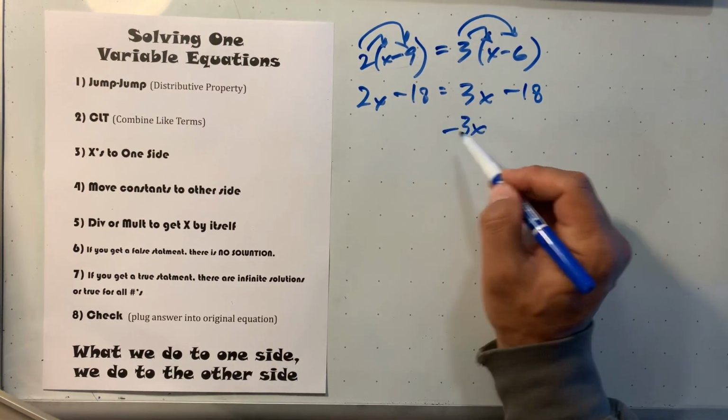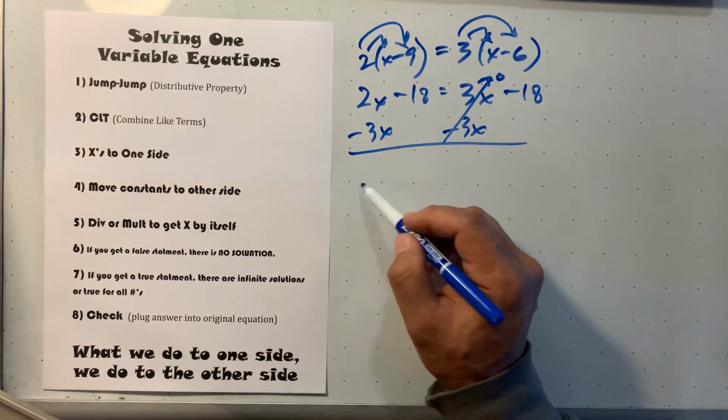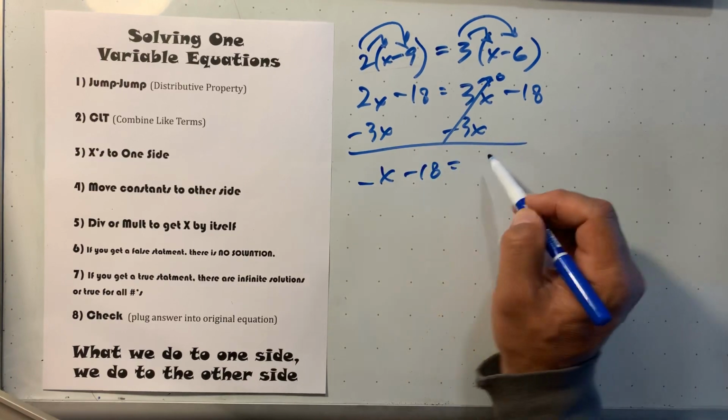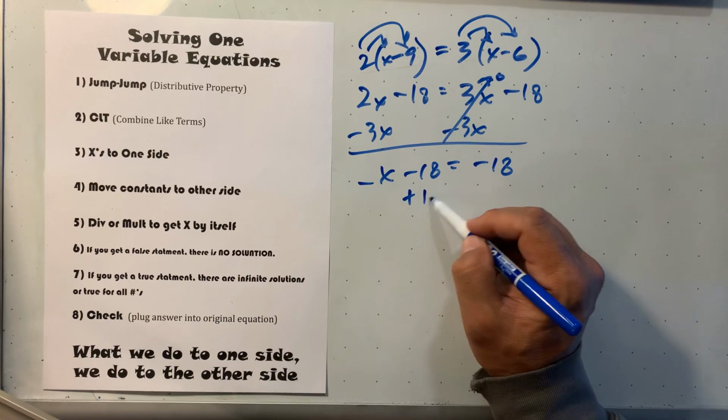I'll subtract 3x from both sides. That's going to go away. I'll be left with minus x minus 18 is equal to minus 18. Then I'm going to add 18 to both sides.